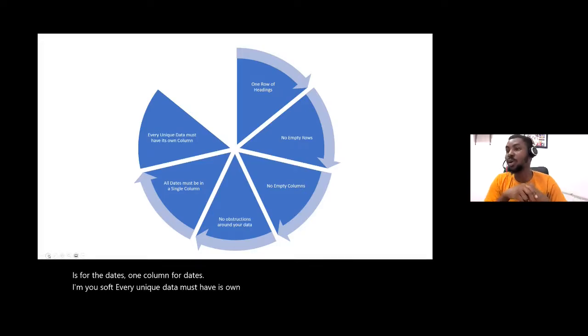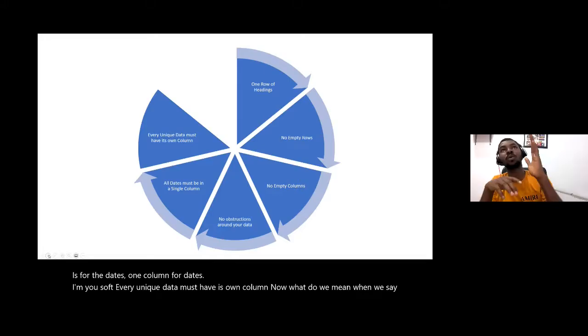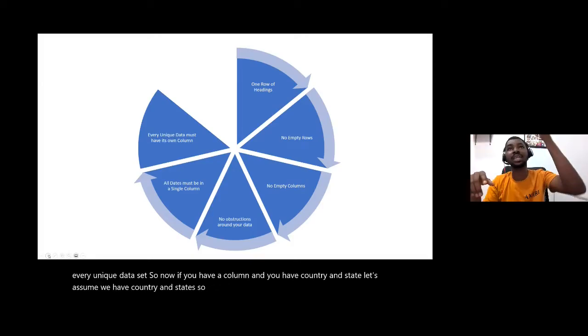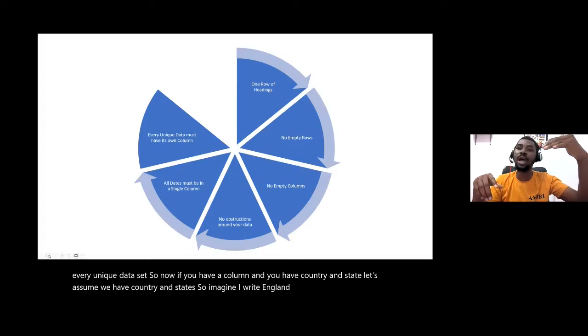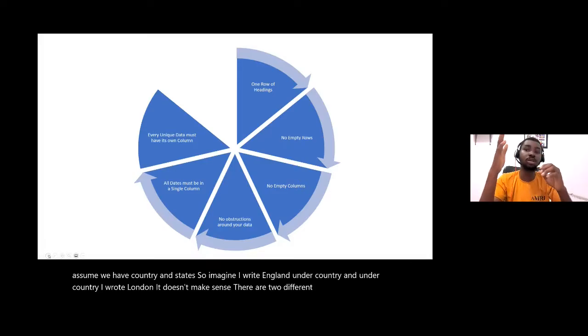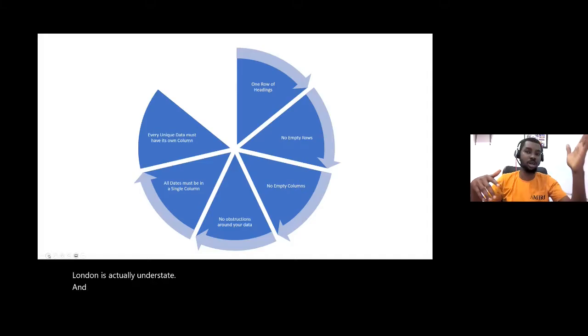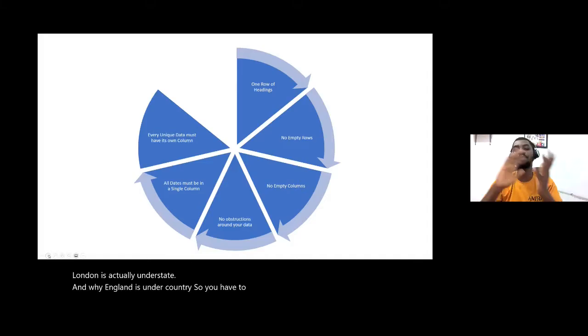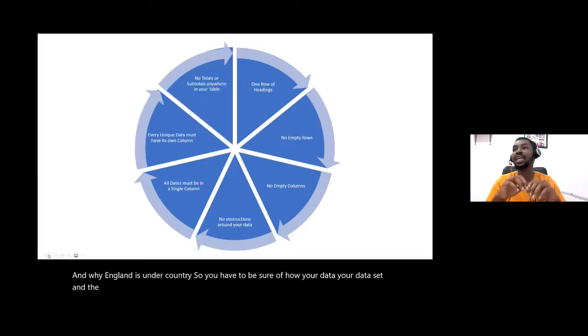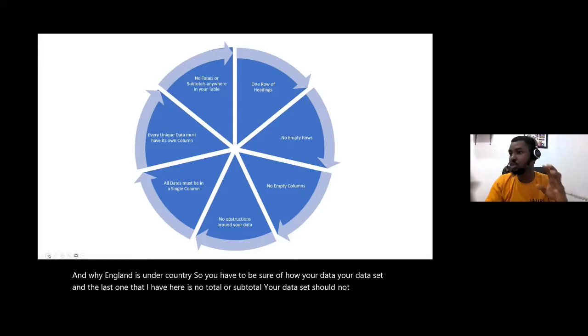Now, what do we mean when we say every unique data? If you have a column for country and state, imagine I write England under country, and under country I wrote London. It doesn't make sense. There are 2 different data types, because London is actually a state while England is a country. So you have to be sure of how your data set is. And the last one that I have here is no total or subtotal. Your data set should not have total or subtotal.